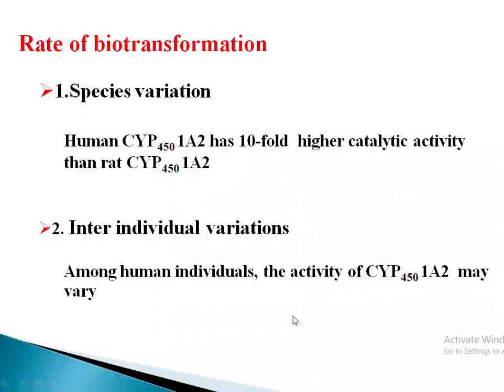There are various factors that affect the level of xenobiotics in the body. The first one is the rate of biotransformation. The rate of biotransformation may be different in different species. For example, human CYP1A2 has 10-fold higher catalytic activity than that of rat. Among human individuals, the activity of this may vary, so there are inter-individual variations.